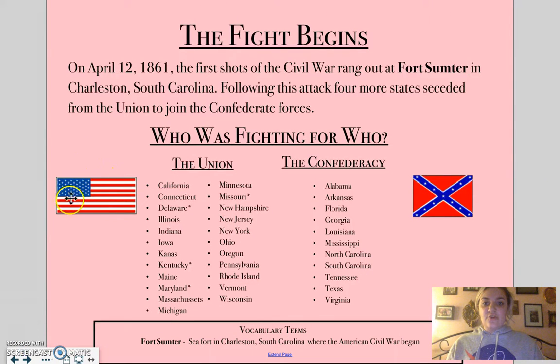This again is just another one of these explanation pages. It gives students the idea of who was on each side. Here we talk about Fort Sumter, which is the place where the Civil War actually began. It was the first battle of the Civil War. That again is at the bottom of the screen, listed as a vocabulary term.